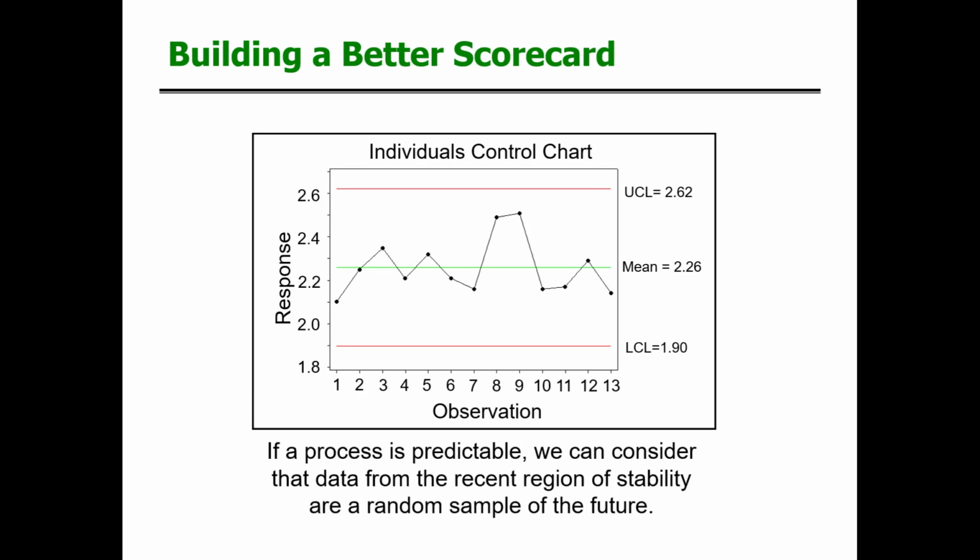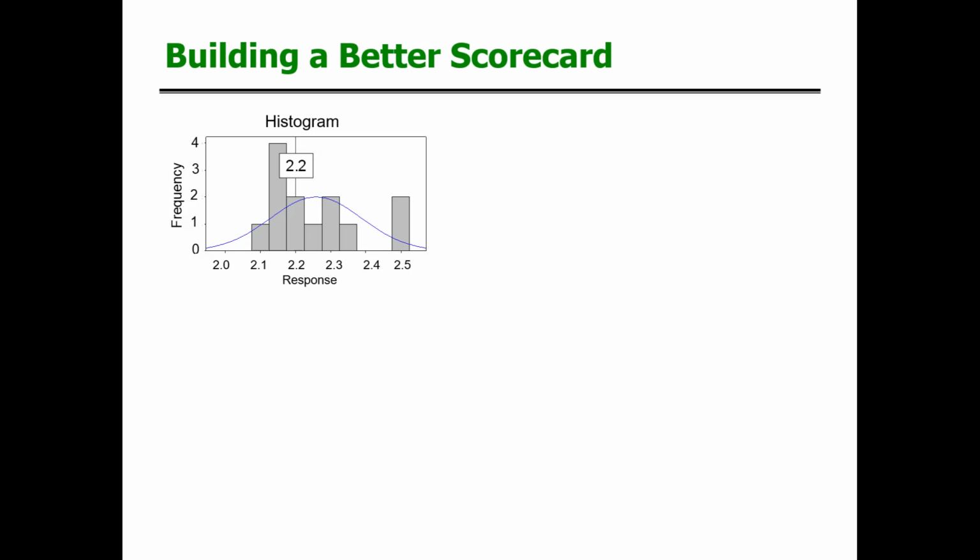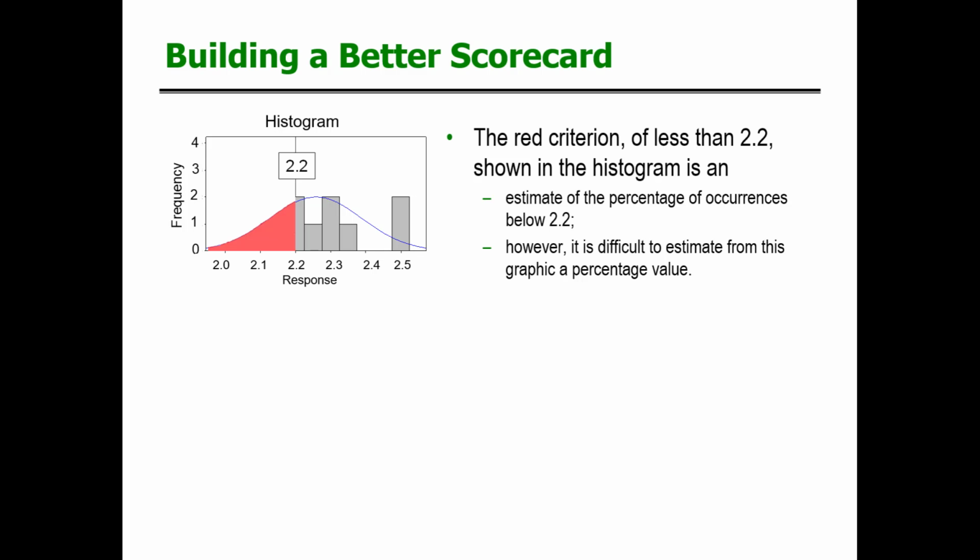If a process is predictable, we can consider the data from the recent region of stability to be a random sample of the future. So we can build this histogram that represents what we think will not only be occurring now, but in the future. Turn it on its side, we look at the area of the curve below 2.2. That represents the frequency that we would have values that are not considered acceptable. However, determining that area in the curve is difficult to do with a histogram.